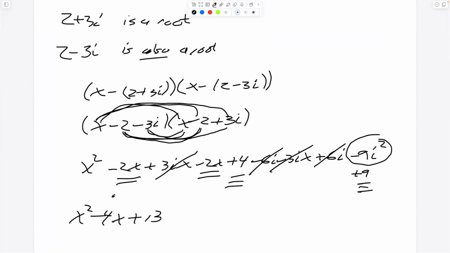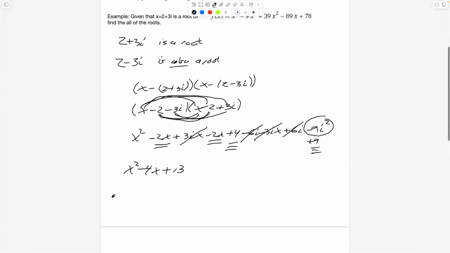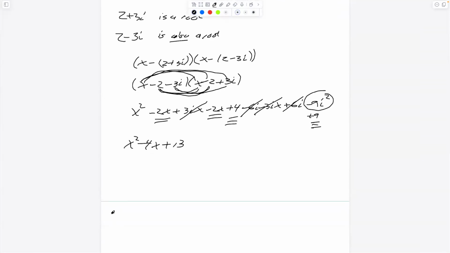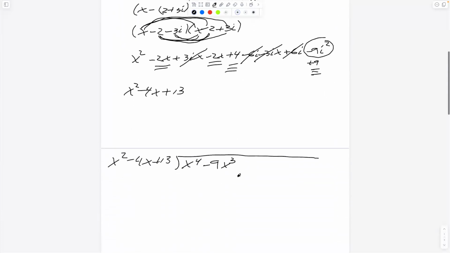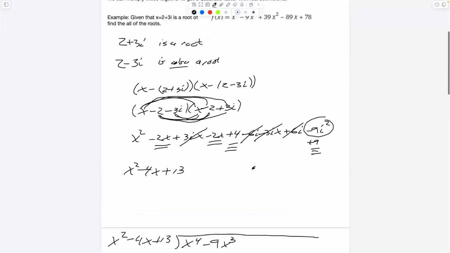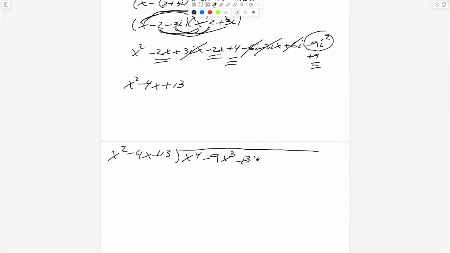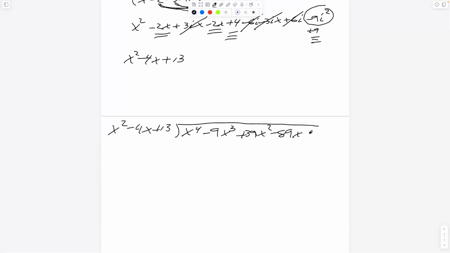Okay, now we're going to factor that out of the original. So I'm going to have, and I can't use synthetic division here. I have to use long division. Into x to the fourth minus 9x cubed plus 39 minus 89x plus 78.